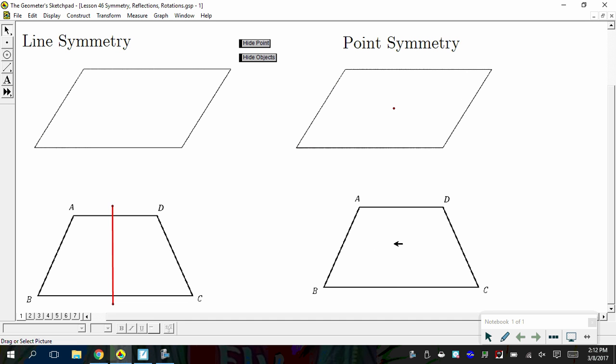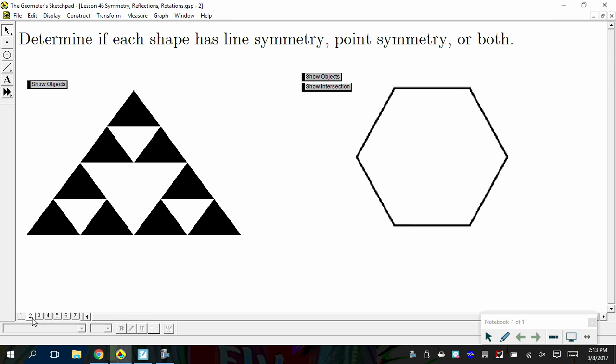This trapezoid, no matter how we rotate it, no matter where we put the point, we can't rotate it to make it look exactly the same, so it does not have point symmetry. So go ahead and pause here and see if you can determine in each of these shapes if they have point or line symmetry.